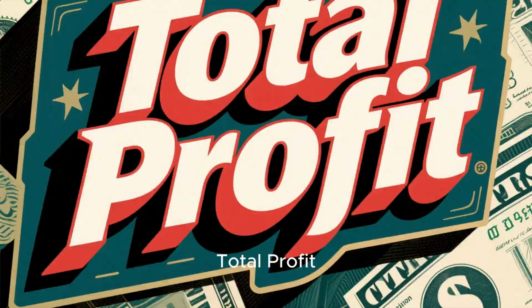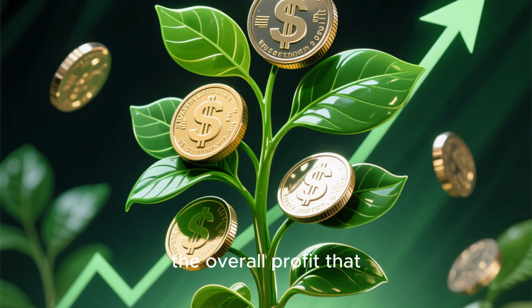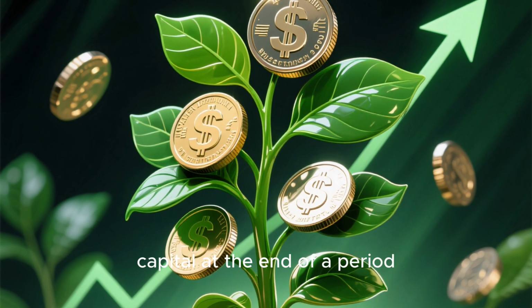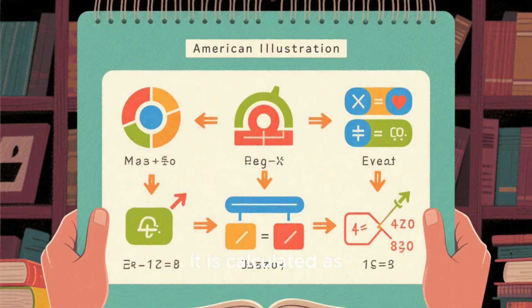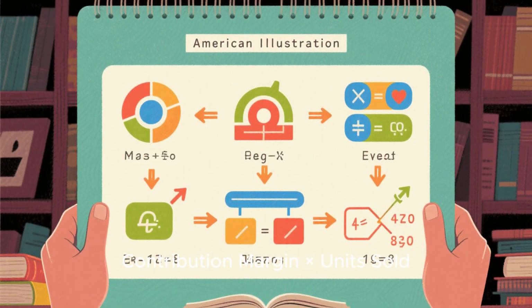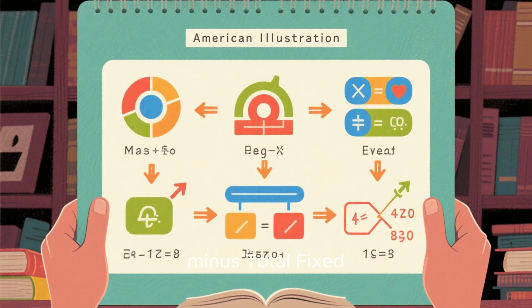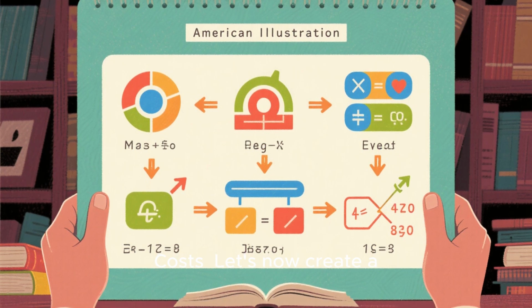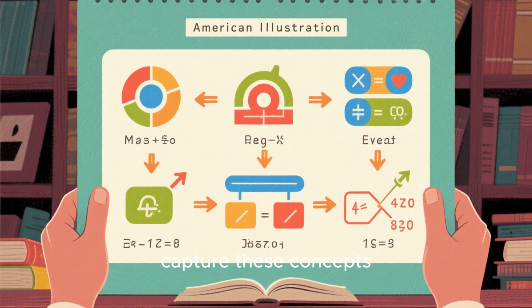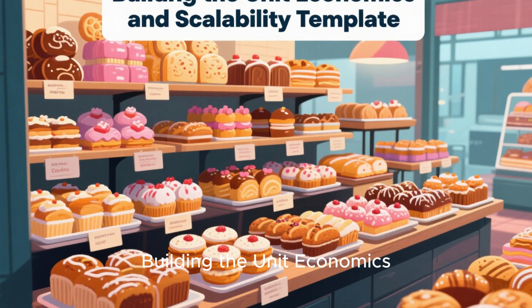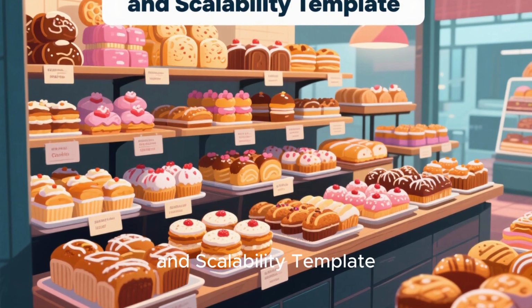Total profit. Total profit represents the overall profit that grows the business capital at the end of a period. It is calculated as contribution margin times units sold minus total fixed costs. Let's now create a dynamic template to capture these concepts. Building the unit economics and scalability template.